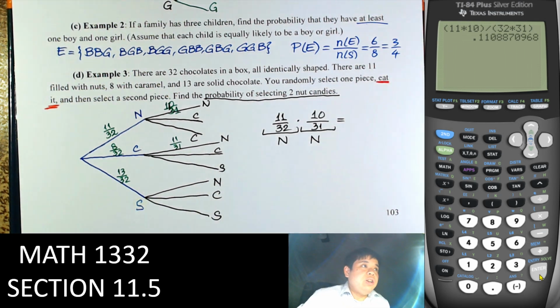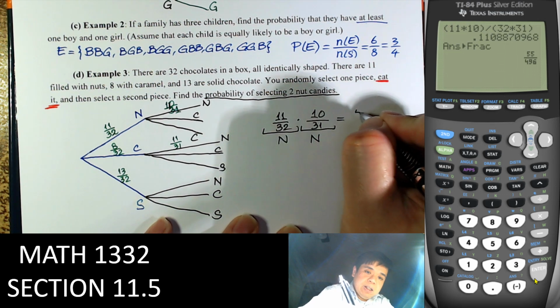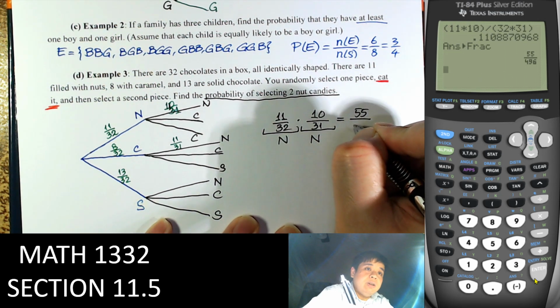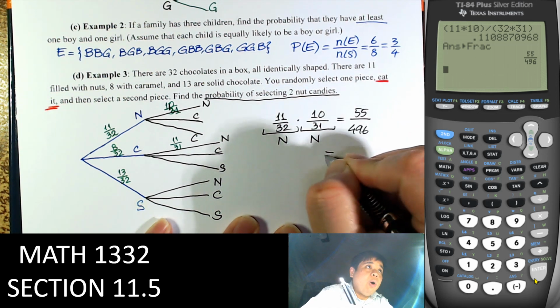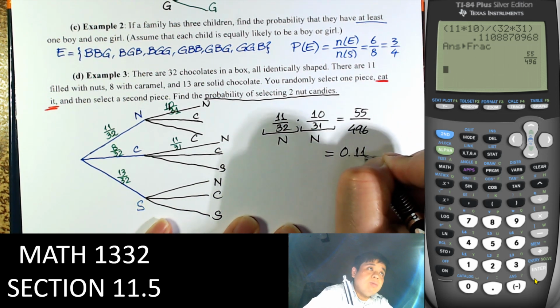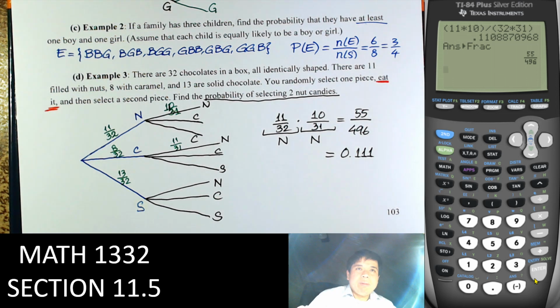And we can change this to a fraction, 55 over 496. Or we have 0.111. Just round up.